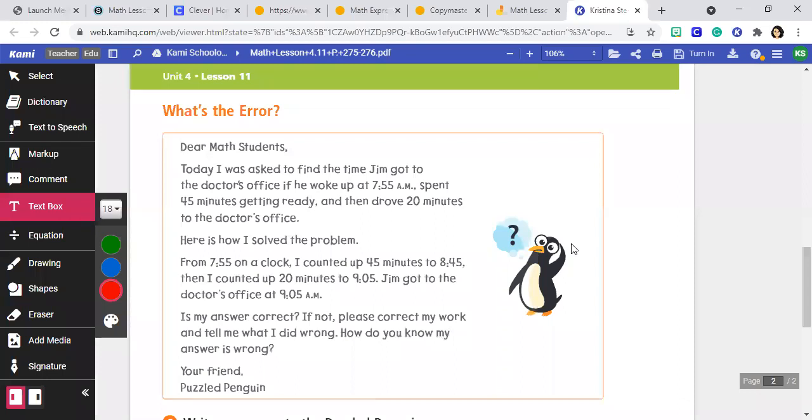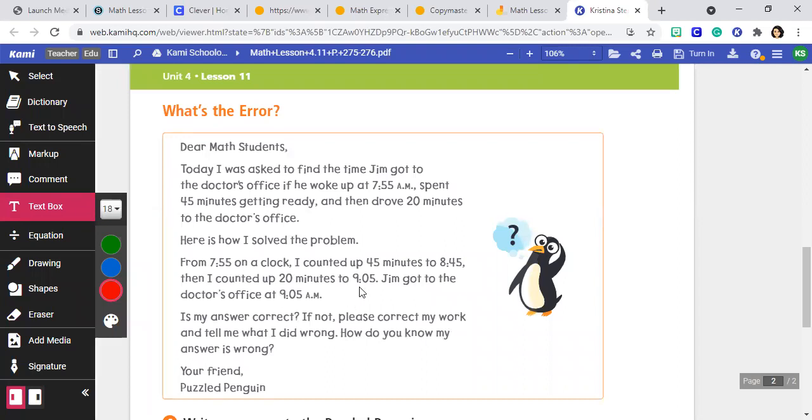Well, would you look at the next page? We've got our friend Puzzled Penguin, and he's confused again. Poor fella. He's always confused. He said, "Dear math students, today I was asked to find the time Jim got to the doctor's office if he woke up at 7:55 a.m. Spent 45 minutes getting ready, and then drove 20 minutes to the doctor's office. Here is how I solved the problem."